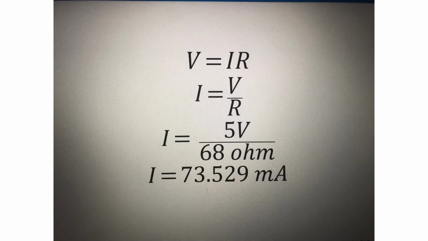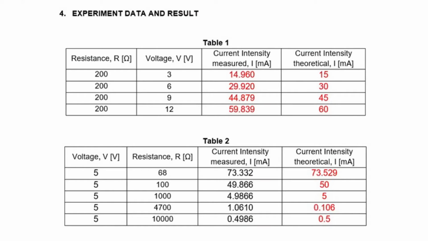For the theoretical value of current in table 2, I also use the same formula V equal to IR and I got the current for theoretical value is 73.529 milliampere. Okay, so here are our values for table 1 and table 2.